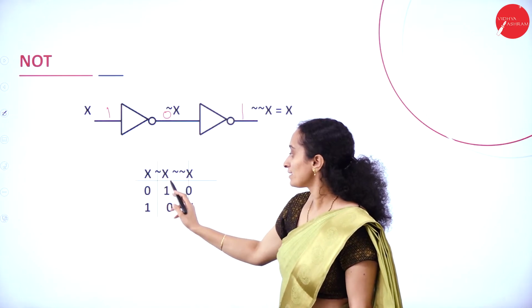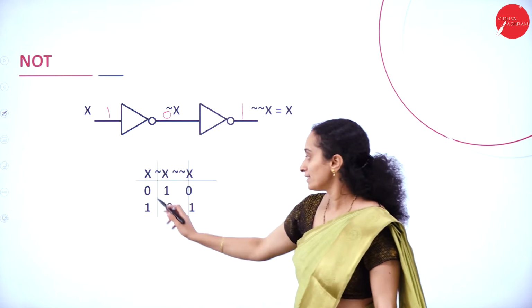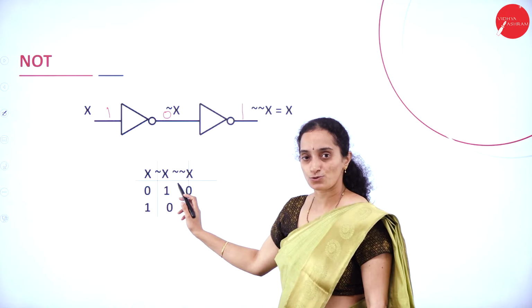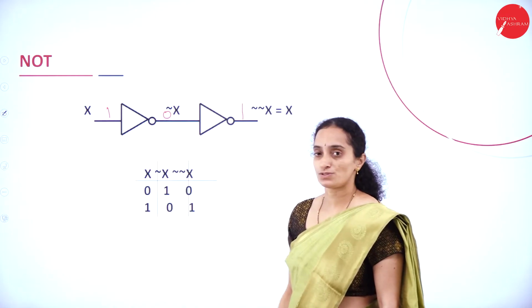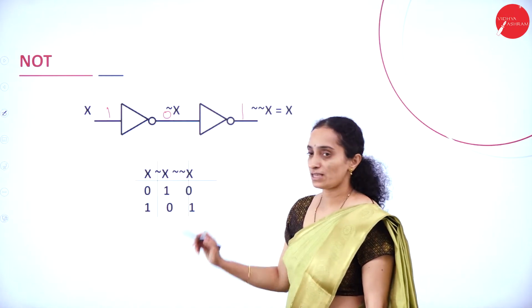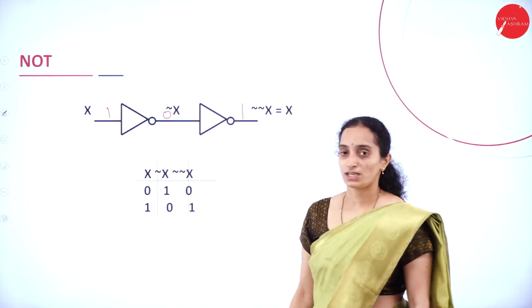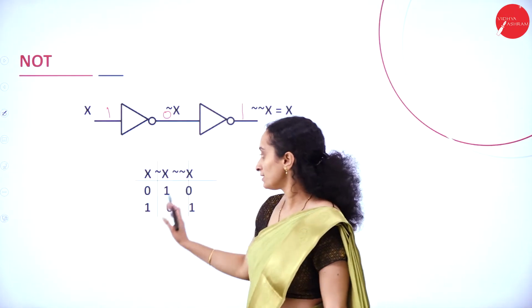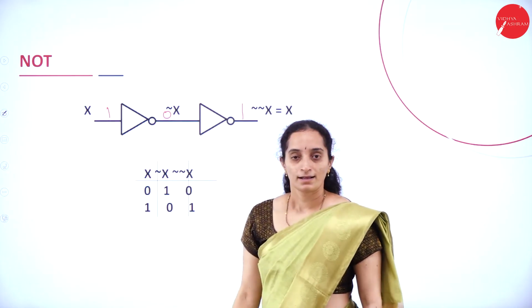Here we have x and the complement of x. So 0 will be changed to 1, 1 will be changed to 0. When you do a double complement, 1 will be changed to 0 and 0 will be changed to 1. So, this is another NOT gate.